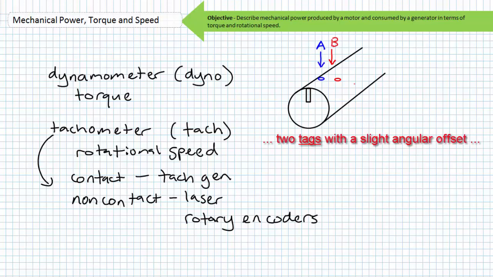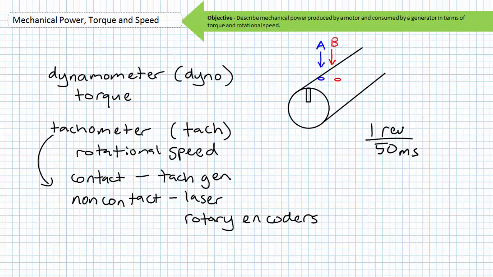This can be overcome with two sensors with a slight angular offset between them. Tag A is in front of tag B. If these two sensors are in line with one another, and the shaft is rotated in this direction, sensor A will receive a signal before sensor B. If the shaft is rotated in this direction, sensor B will receive a signal before sensor A. The time it takes between subsequent signals at each sensor is indicative of speed.